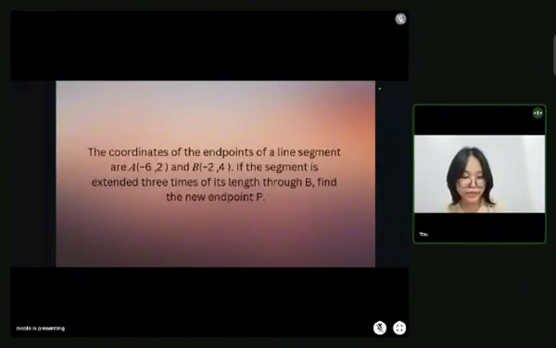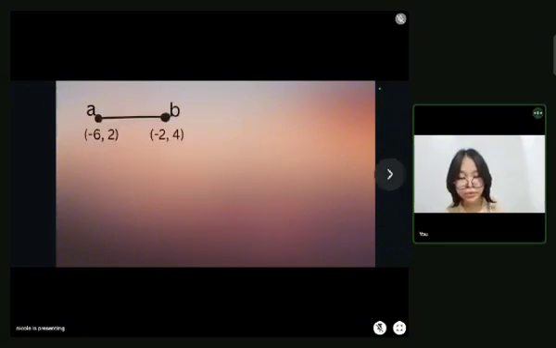The coordinates of the endpoints of a line segment are A(-6, 2) and B(-2, 4). If the segment is extended 3 times its length through B, find the new endpoint. We represent the line segment AB and the extension through B until point P. Let the distance from A to B be d.